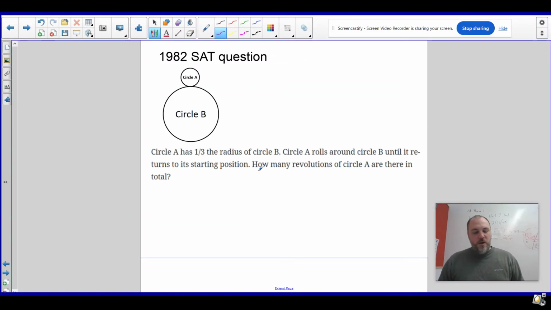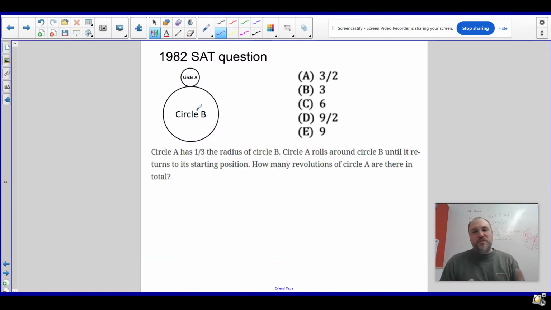All right, so let's see. Maybe you were surprised by that result when you did that, and that leads us to this 1982 SAT question. I always like to bring this one up when we do rolling. Circle A has 1/3 the radius of circle B. Circle A rolls around circle B, so very similar to the activity you just did, except that these two circles have different radii.